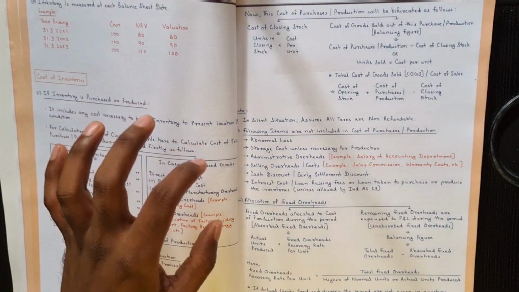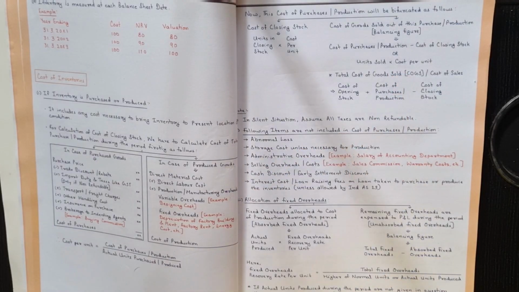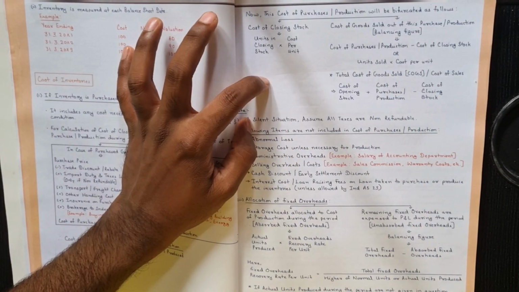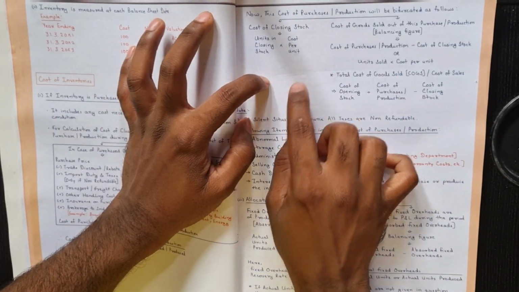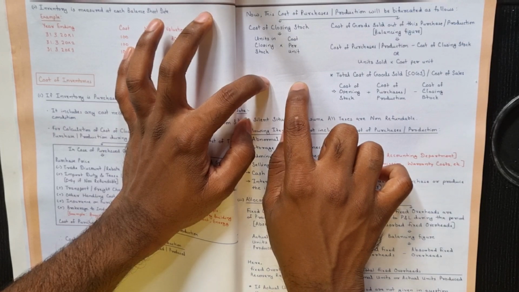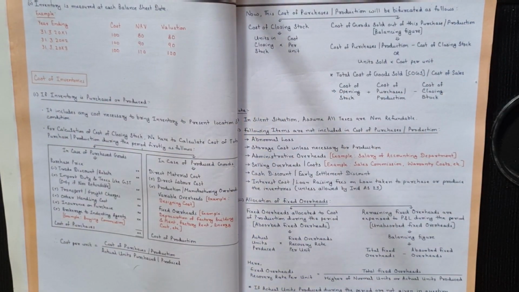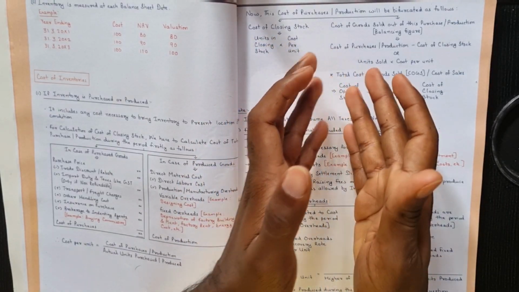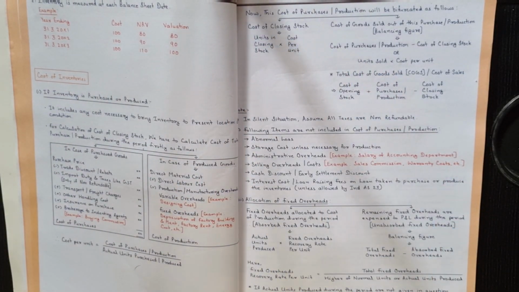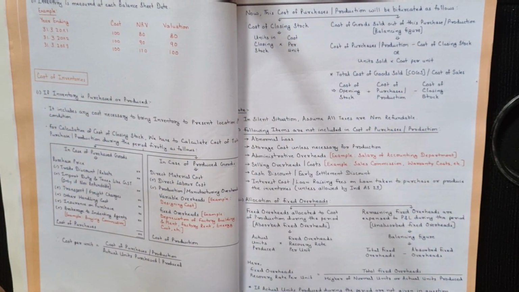So what we are finding here is cost of goods sold, means what? Your opening stock plus your purchases or production, minus your closing stock. Total of this minus your closing stock, you will get cost of goods sold. We are excluding the profit part, right? So this is your cost of goods sold.